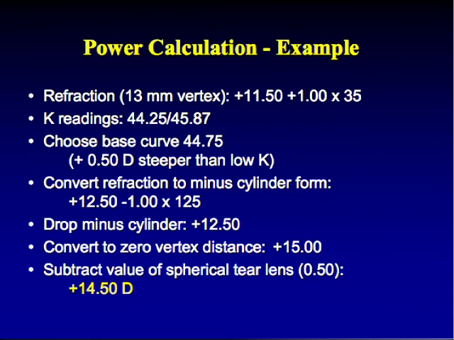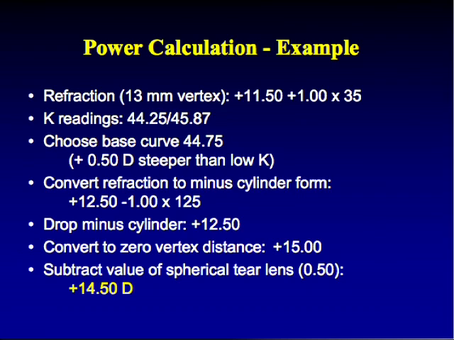Patient comes into your office with a refraction of plus 11.5 plus 1 times 35 at 13 millimeter vertex distance, with keratometry of 44.25 and 45.87. What contact lens do you estimate, hard contact lens, could correct the refractive error? Well, the first step is we want to choose a hard lens whose base curve is just above the lower K. So the flat K is 44.25. We add 0.5 to that to vault over the cornea. And so our base curve is going to be 44.75 diopters, which you could convert to a radius of curvature if you have a converter, just a reciprocal, basically.